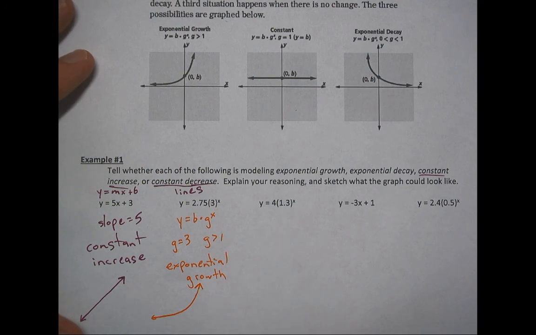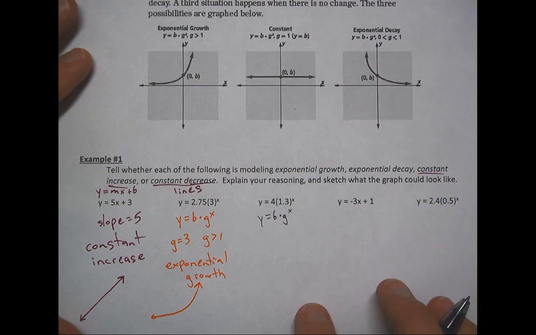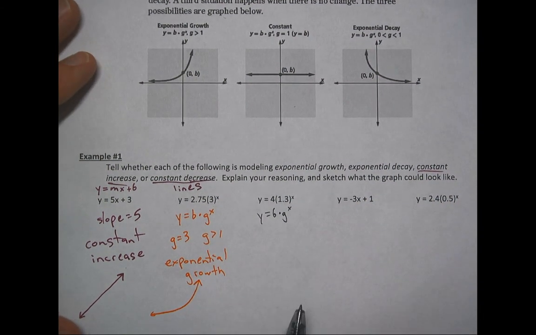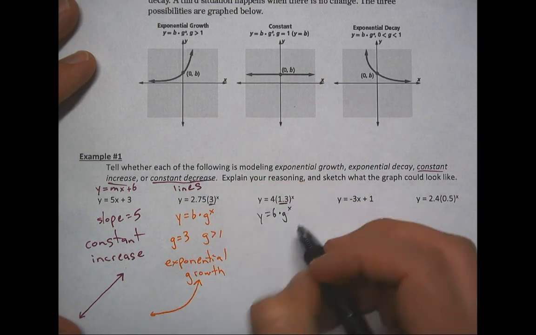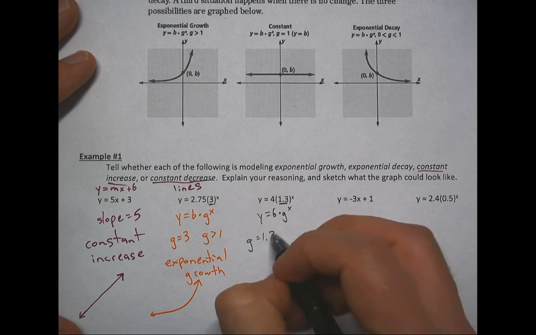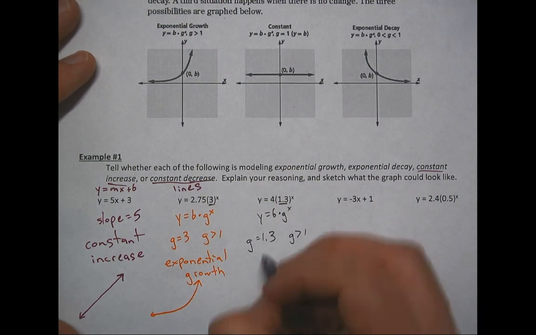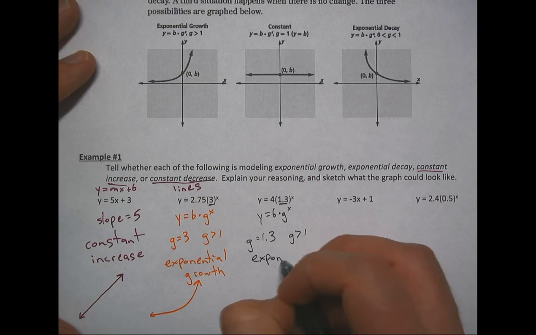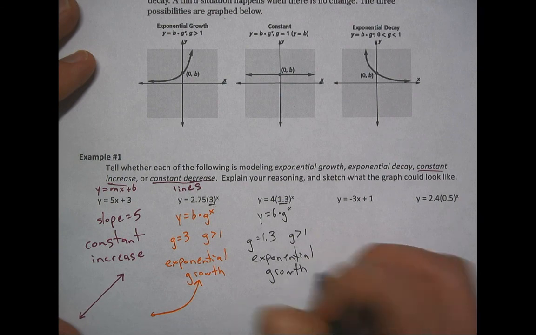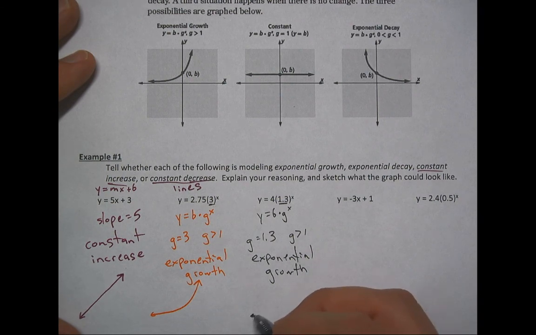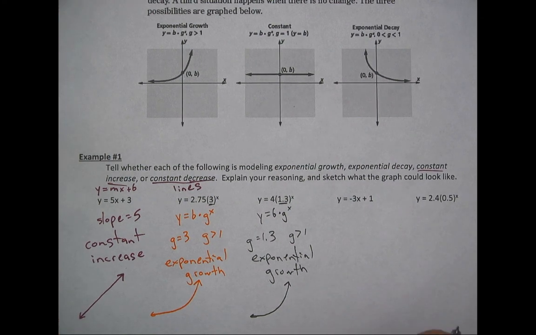All right, when we take a look at the next one, also in the form y equals b times g to the x, it's exponential. There's an exponent there. The g, like here, the g was 3. The g is 1.3. Well, g is greater than 1, so this also is exponential growth. What does that look like? An increase that gets greater over time. A curved line.